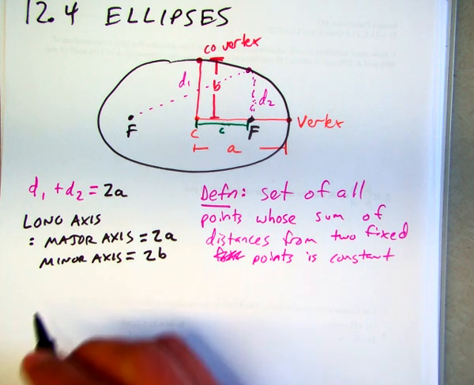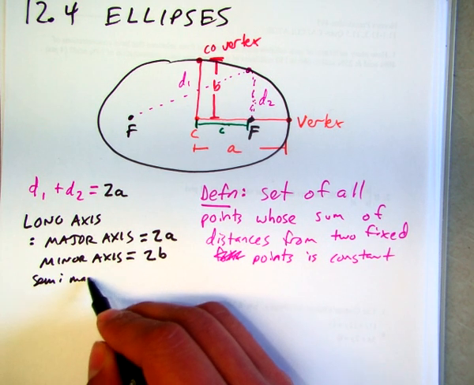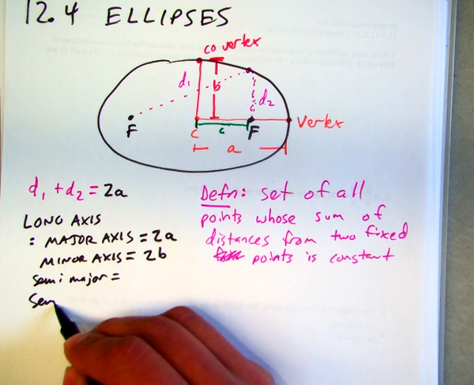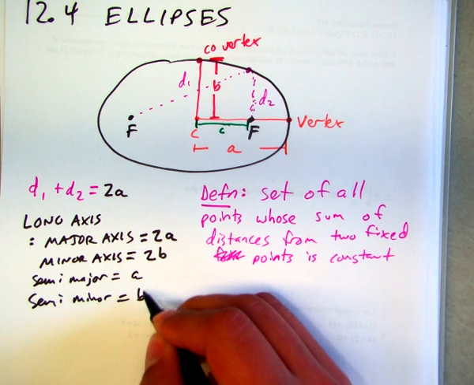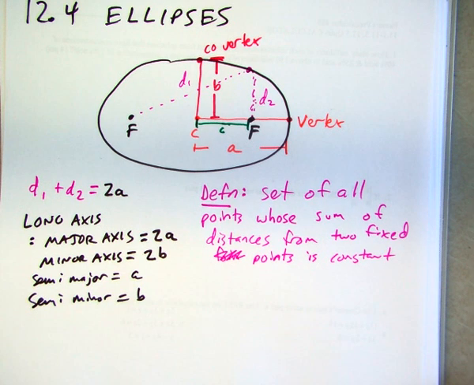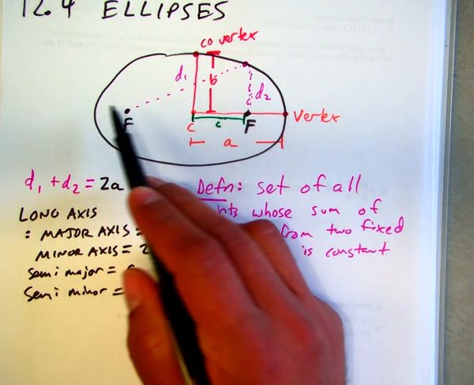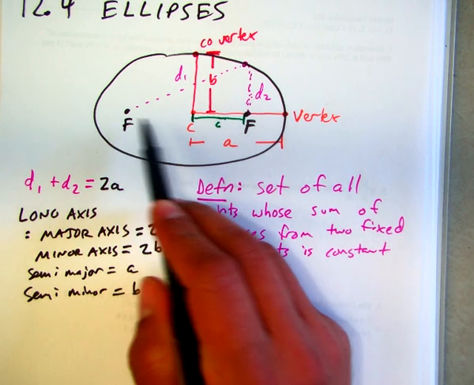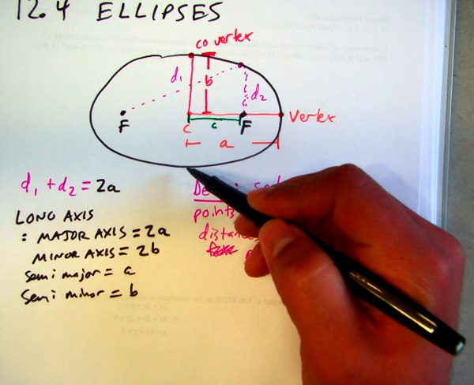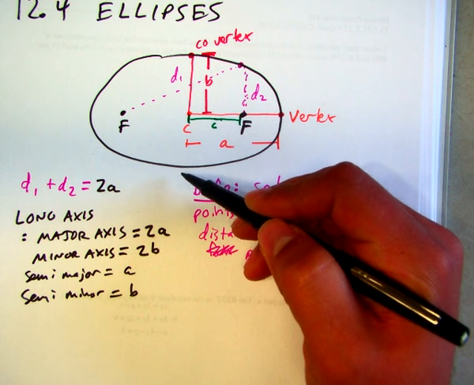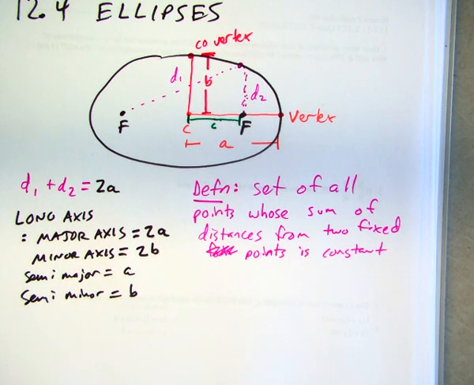We also sometimes say semi-major, semi-minor, and that's just a and b. Okay, so all the way across from vertex to vertex, that's the major axis, and it's always double a. From covertex to other covertex down here, that's going to be 2b. And if we're just talking about from center to either one, we just say semi-major or semi-minor.